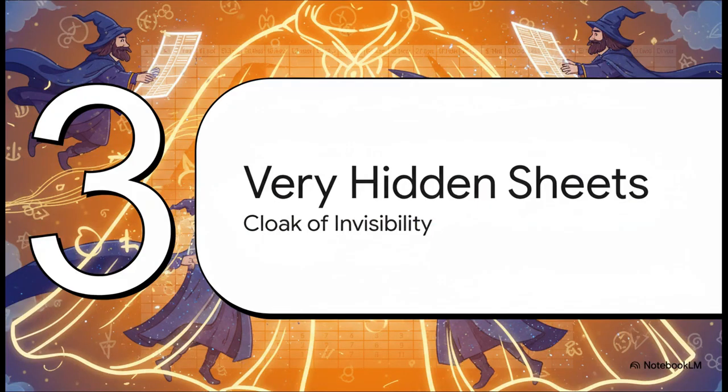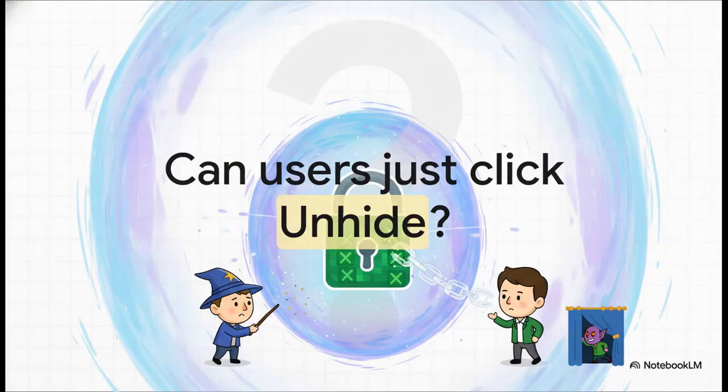Moving to Section 3, Very Hidden Sheets. The Cloak of Invisibility. Because sometimes locking a sheet just isn't enough, right? Your highly sensitive backend data needs to completely disappear. Now ask yourself this. If you right-click a tab in Excel and select Hide, can't the user just right-click and hit Unhide? Obviously they can. That's standard, weak Excel security for you. It's an illusion of safety, not actual protection.